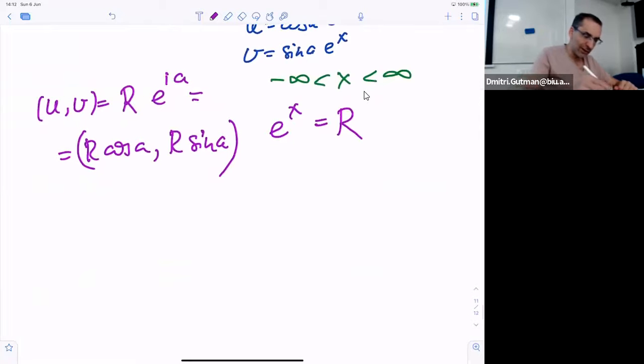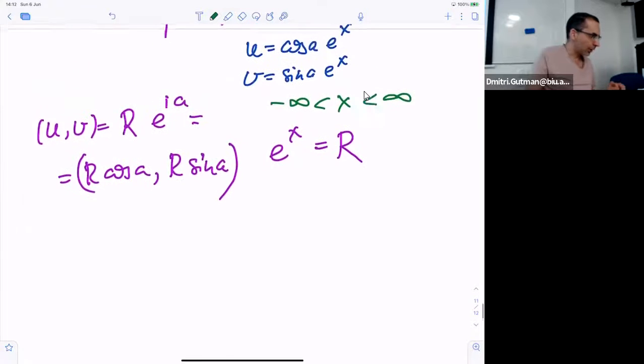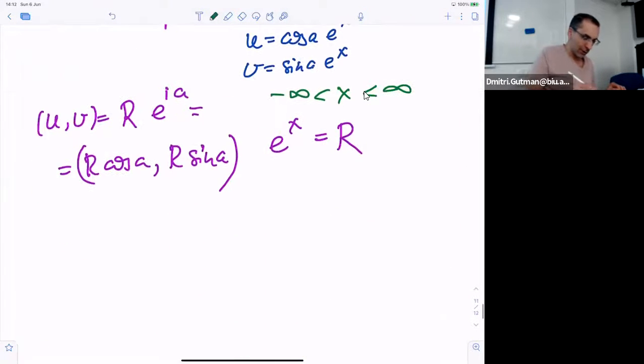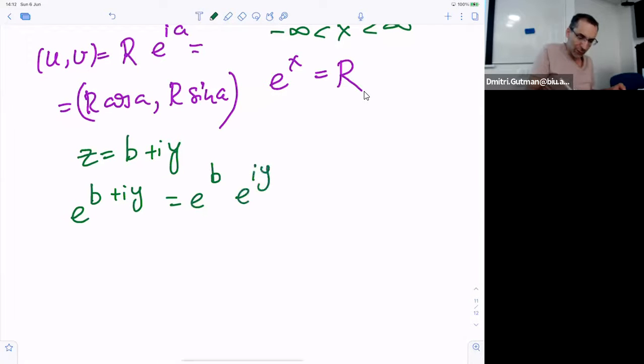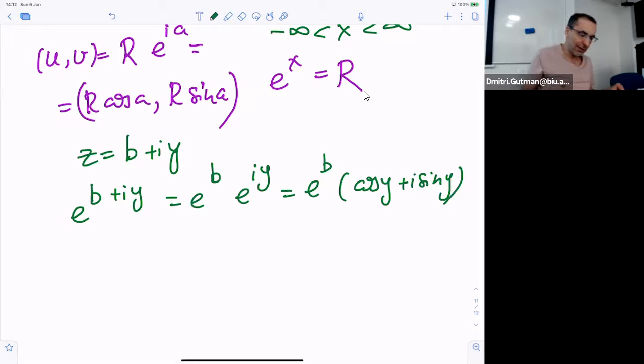So now if I take a line which is parallel to the imaginary axis, and we denote this in green, let's say that z is equal to b plus iy. So this line goes along the imaginary axis, and the image of this line goes as the exponent of b plus iy. So now this will be e to the power b times e to the power iy. So now the radius is e to the power b, and the phase is cosine y plus i sine y. And you change y from minus infinity to infinity. So what will this point do? What trajectory?